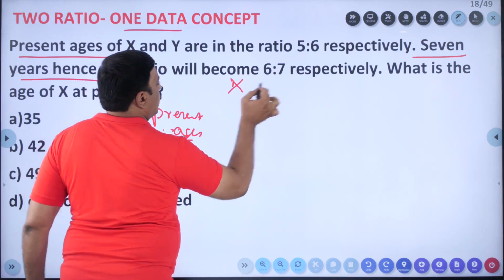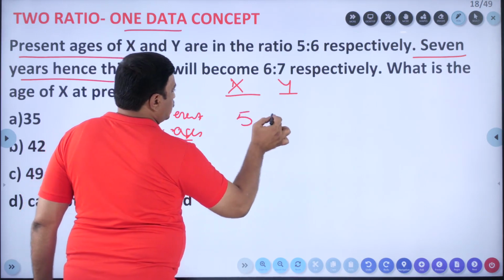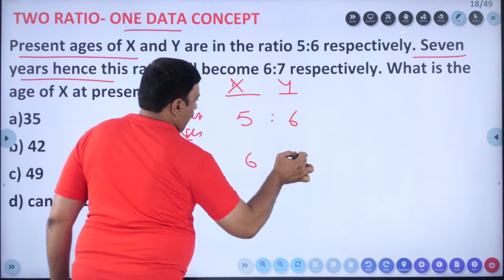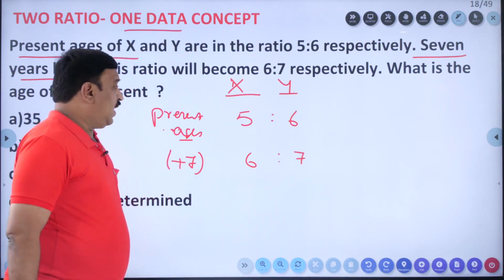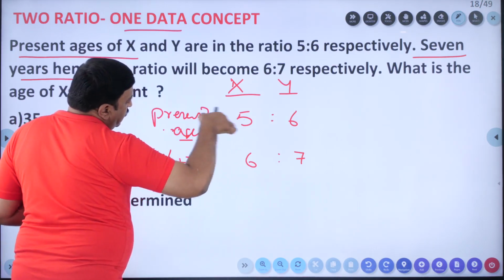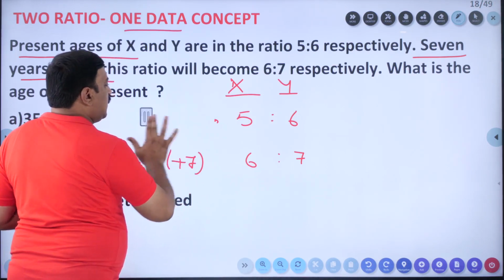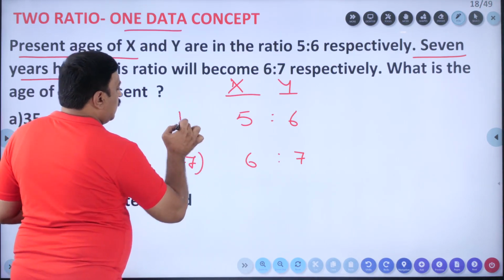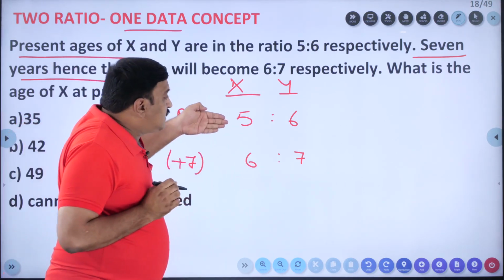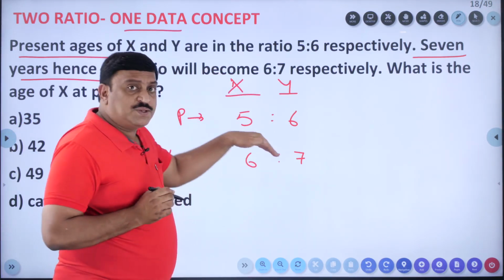That is x and y. The ratios are 5:6. Next one is 6:7. You see, this ratio is regarding present ages ratio, and I'll write this one as, now, don't write all these things, P, we'll put P here. You see now, this is the ratio, present ratio of x and y is 5:6. After 7 years, it is 6:7.